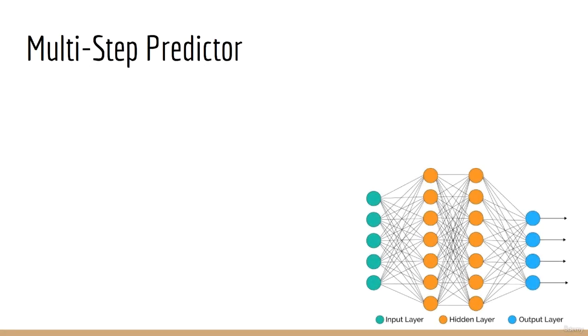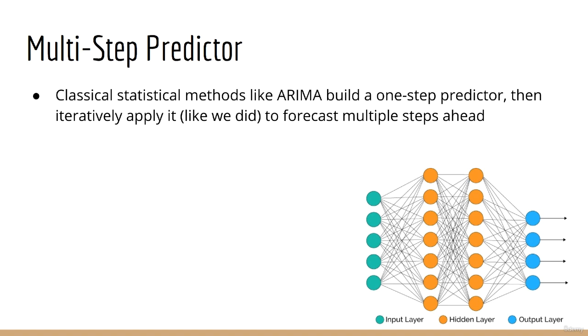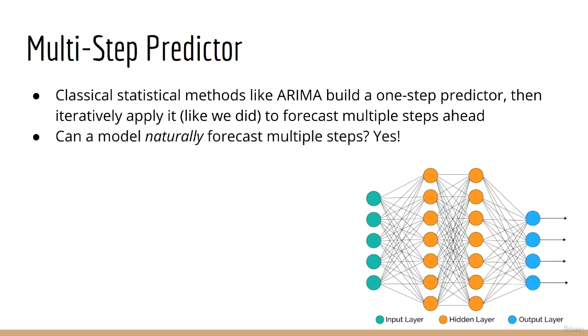In time series literature, classic statistical models such as ARIMA use algorithms that predict only one step ahead and then use the iterative method we discussed previously in order to do multi-step forecasts into the future. One interesting question to ask is, are there any models that naturally predict multiple steps into the future? The answer is yes, and we can do so quite trivially.